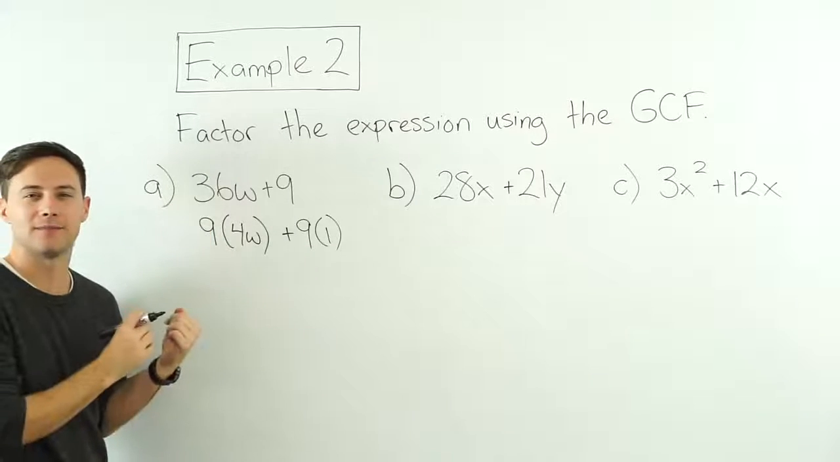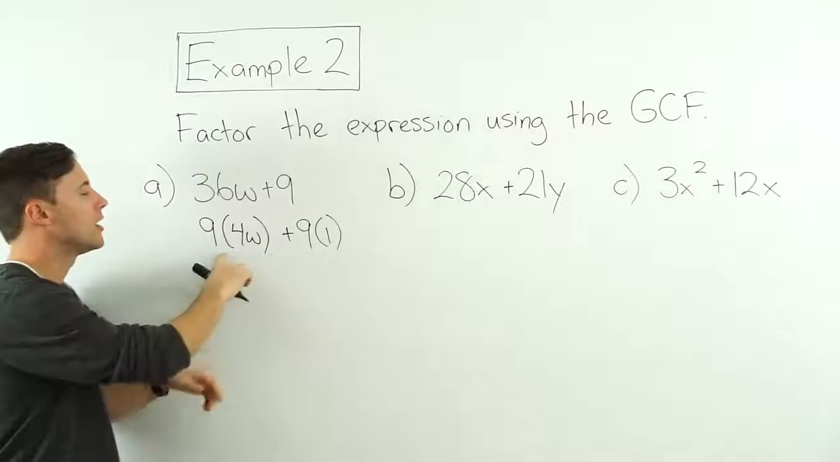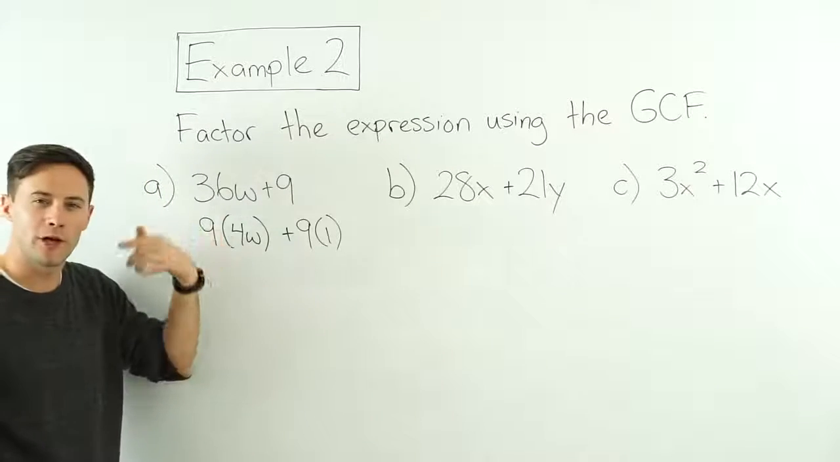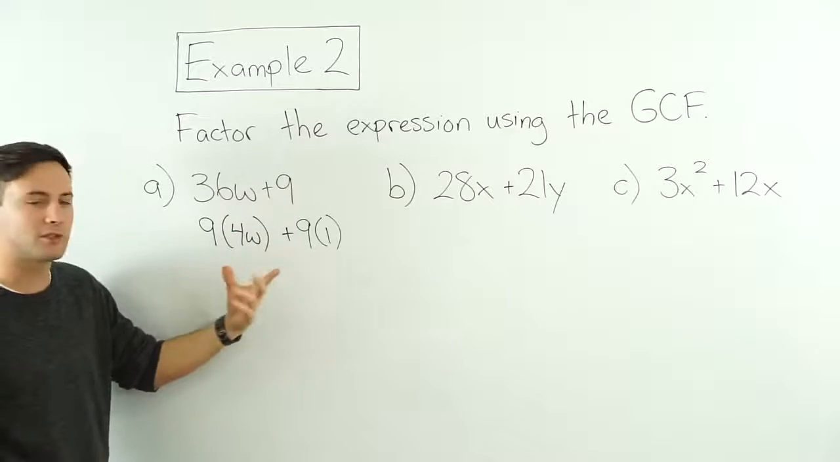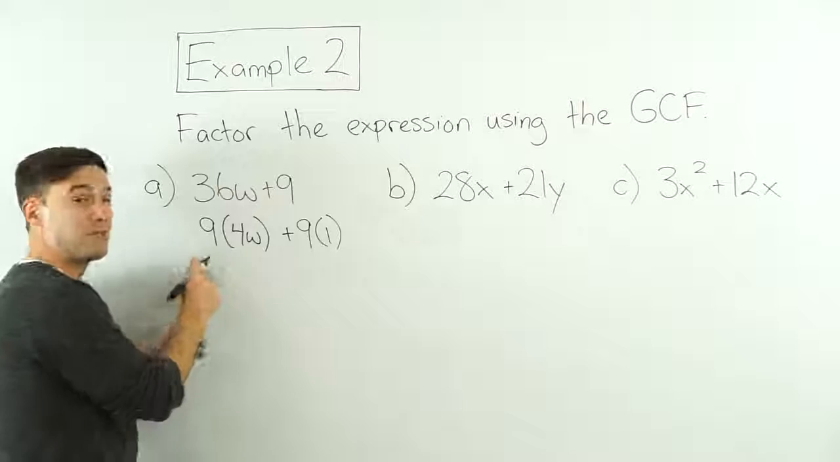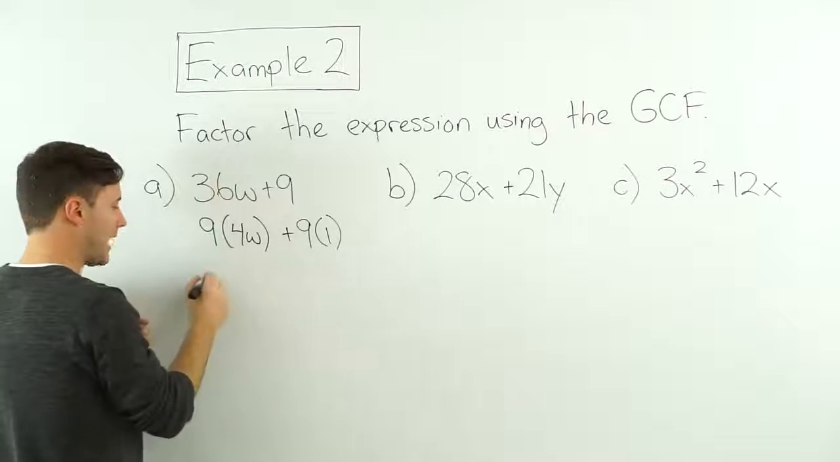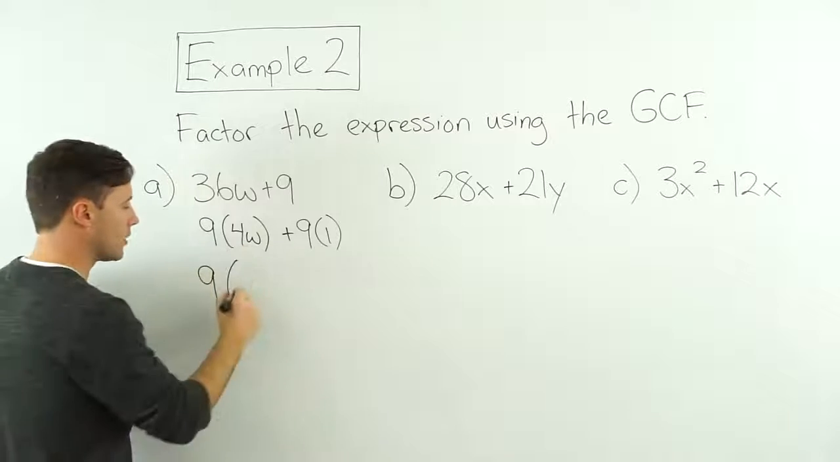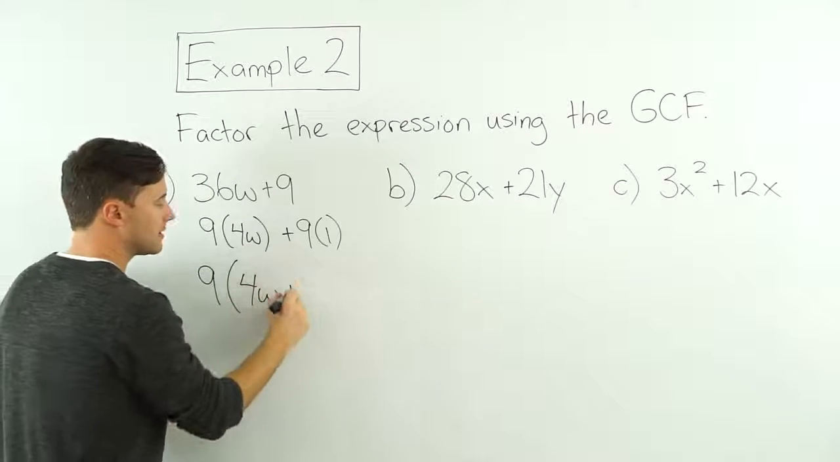I am going to factor out that 9. And as you go along, you probably won't have to do this step. Hopefully you'll be able to do it in your head. But for now, let's just write it down so it helps. I factor out that 9. I'm dividing both terms by that 9. That comes out. So what's left over? Well, I've got the 4W plus the 1.